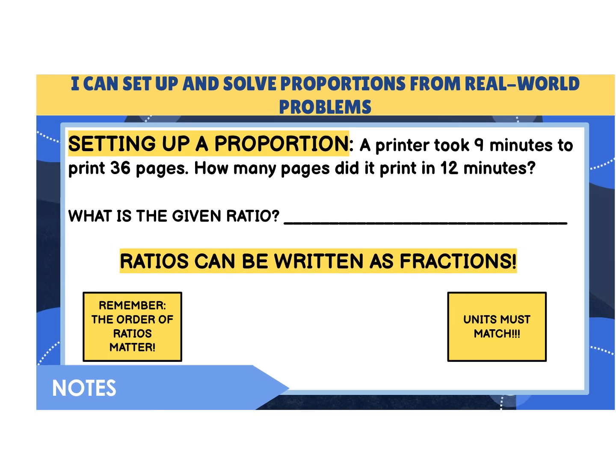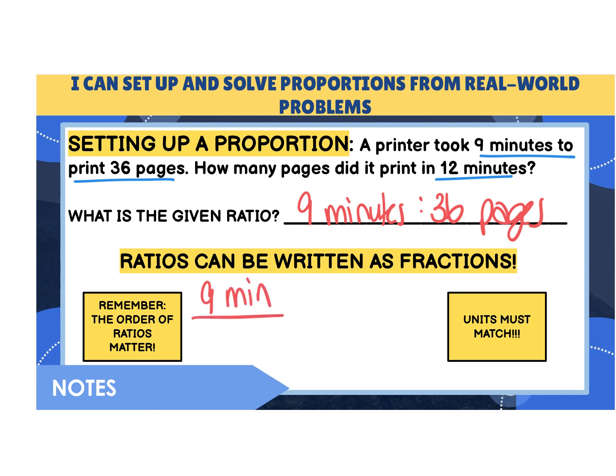Setting up a proportion. So here is an example. A printer took 9 minutes to print 36 pages. How many pages did it print in 12 minutes? So we first want to know what the given ratio is. That ratio was 9 minutes to 36 pages. We know we can write ratios as fractions, so I can write that as a fraction: 9 minutes over 36 pages.